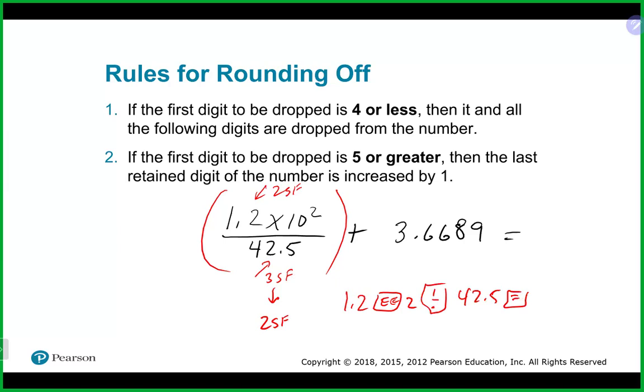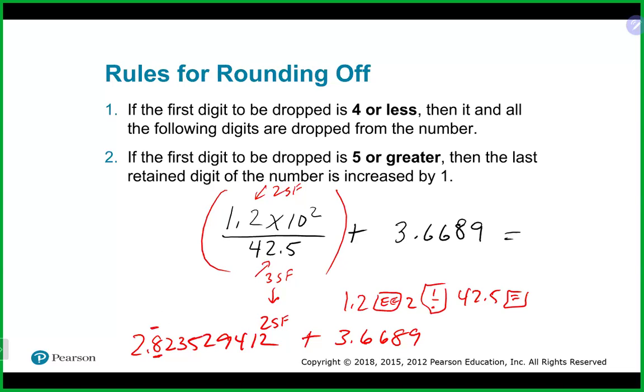And if you do all that, make sure again you use your exponent button. You're going to end up with a number on your calculator of 2.82352941, plus 3.6689. Now, technically speaking, based on the first part of the calculation, we should end up at two significant figures, which takes us to which number? It takes us to the 8. So technically speaking, right about here at this 8 is where that number should end up.